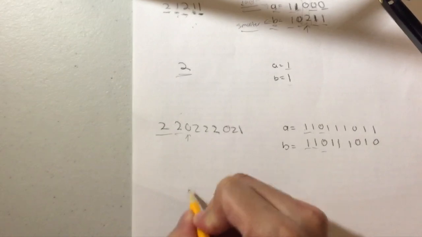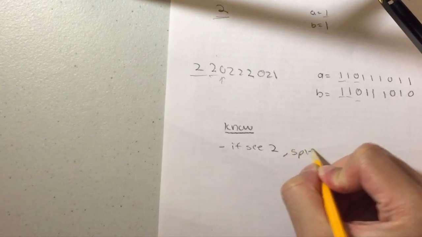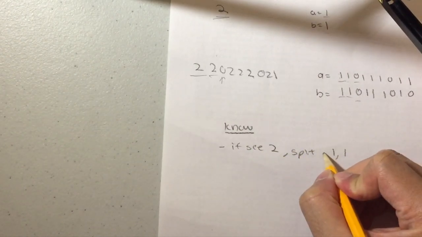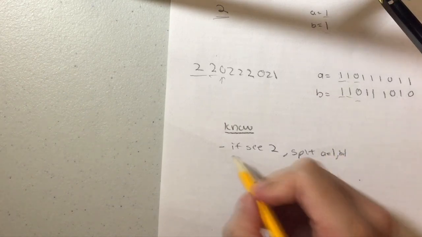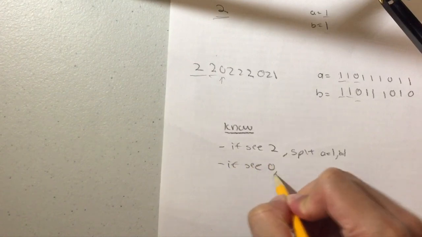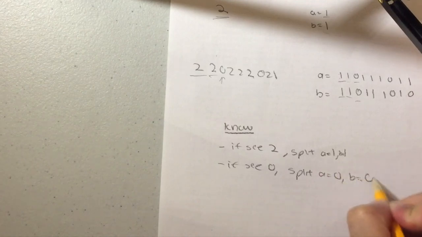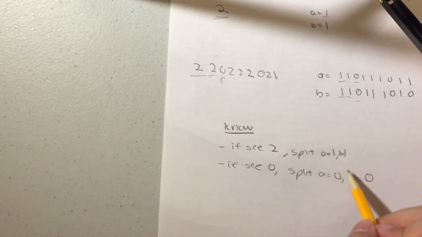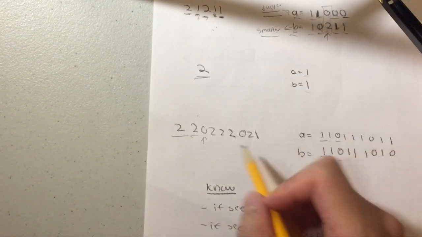Okay, so what we know, I'm gonna put a note. This is what we know. If C2 split 1, 1, split A to equal 1, B to equal 1. If C0, split A is equal to 0, B is equal to 0. When I say A equals 0, B equals 0, A equals 1, B equals 1, this is like adding the digit. I'm saying this is just like notes. Okay, let's look at the next digit.